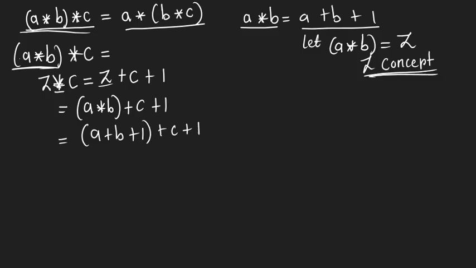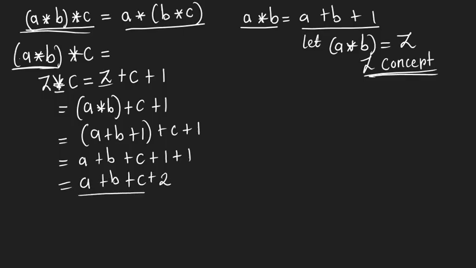Always make sure that you equate something to Z to avoid confusion. Then this can also be written as A plus B plus C plus 1 plus 1. So we're going to have A plus B plus C plus 2. So when we perform an operation A star B star C, this is what we're getting.